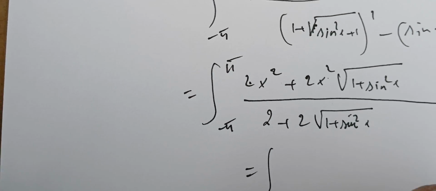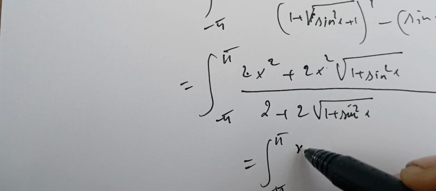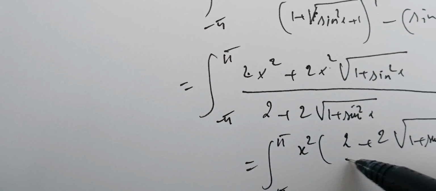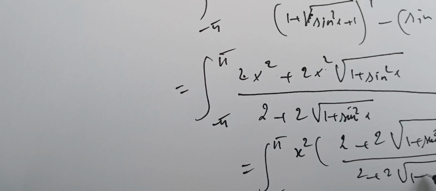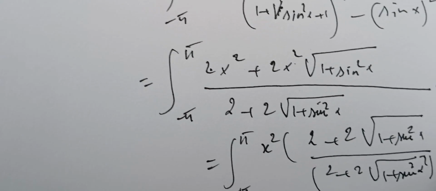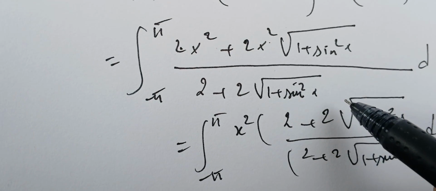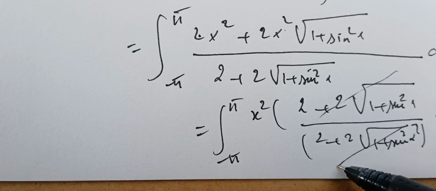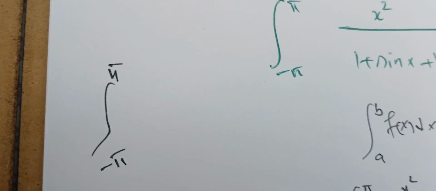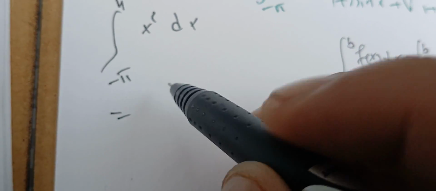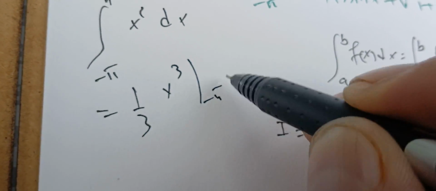So I factor out x squared from the integral between minus pi and pi, and the rest of the expression cancels. I'll be left with the integral between minus pi and pi of x squared dx. And this is easy to integrate. So that's 1 over 3 x cubed between minus pi and pi.